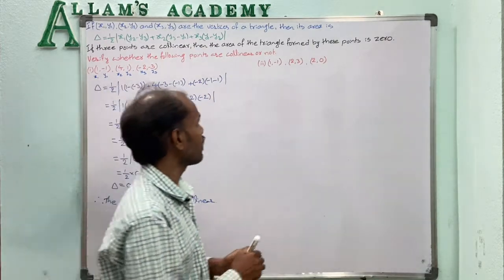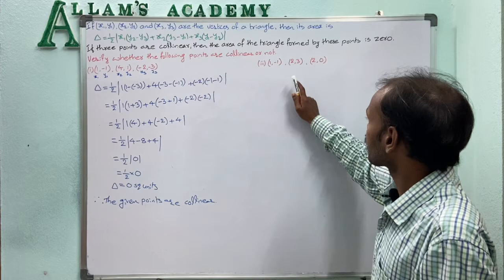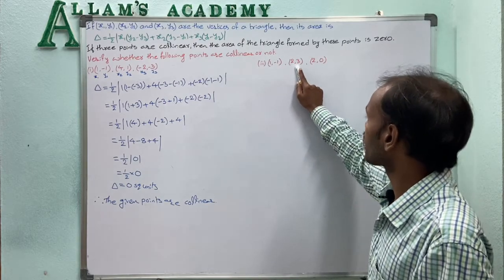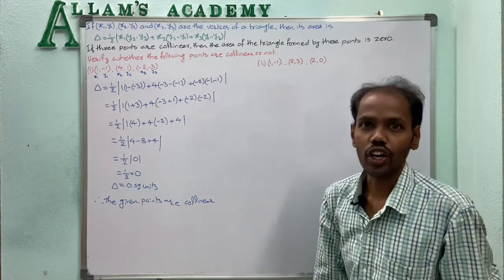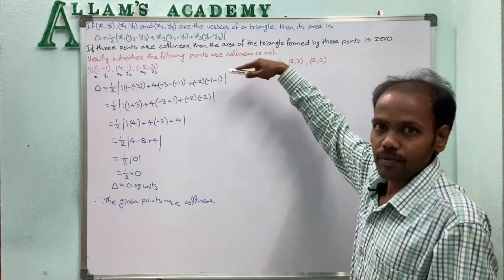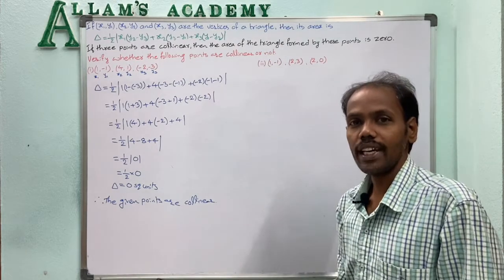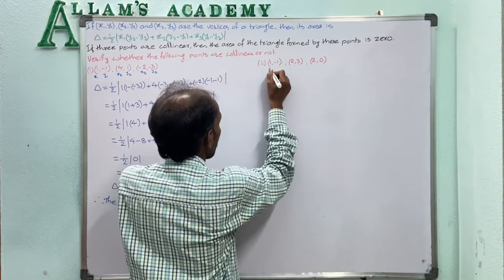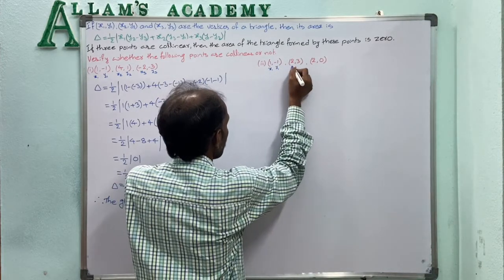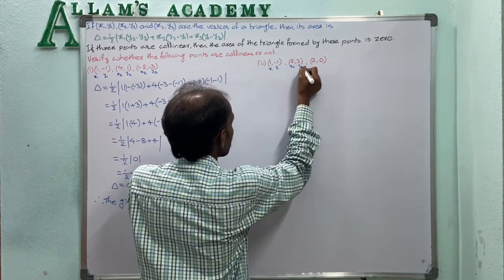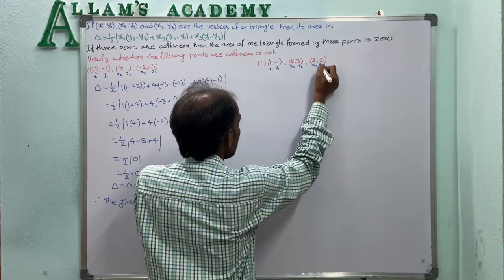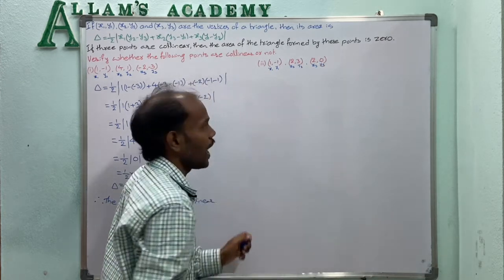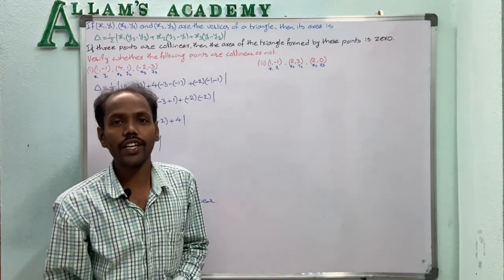Now here is another problem with the vertices (1, -1), (2, 3) and (2, 0). Are these points collinear or not, that is what is asked. So here we take (1, -1) as the x1, y1 coordinates, (2, 3) as the x2, y2 coordinates, and (2, 0) as the x3, y3 coordinates.